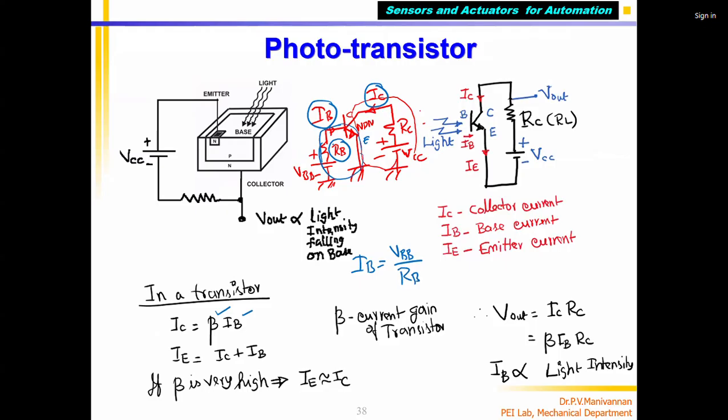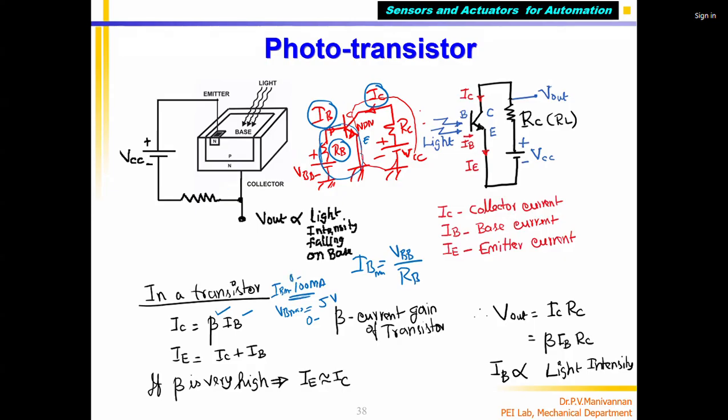For example, the manufacturer says that IB max is 100 milliamps, and VBB max is 5 volts. That is the maximum voltage; you apply 0 to 5 volts. When I vary the voltage from 0 to 5 volts, the current going to the base will be 0 to 100 milliamps.